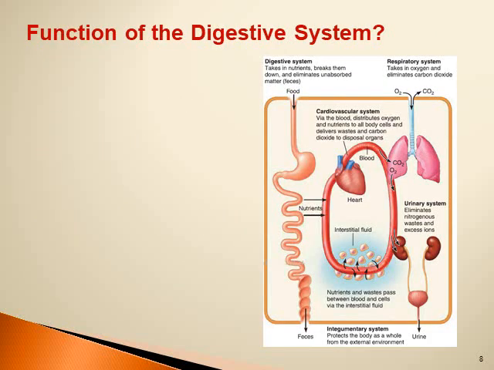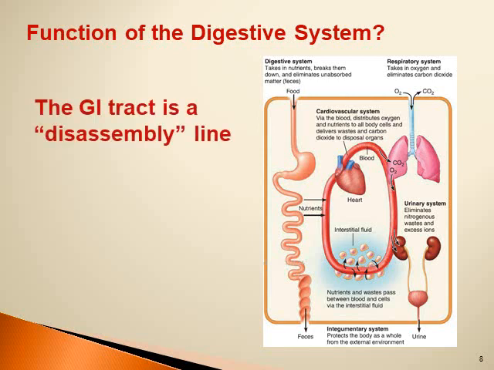What are the functions, or the main function, of the digestive system? Here we can see that the digestive system in this figure is one of the systems of the body. The GI tract, or the alimentary canal, is a disassembly line. It is where digestion of food constituents into simple molecules takes place in order to absorb these particles in their simplest form.